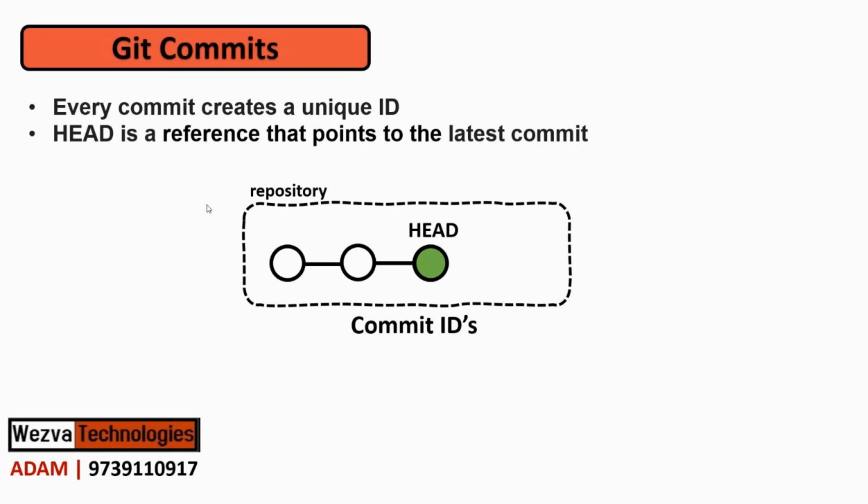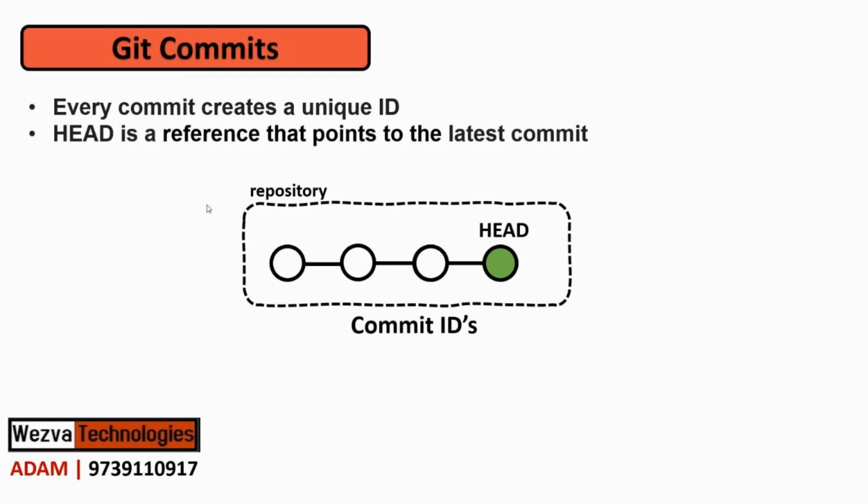Now look at the diagram. The head reference will be moved from that commit ID to the next commit ID. So every time you do a commit, the head reference will be moved to the latest commit ID. So in simple terms, head is a reference which points to the latest commit ID. Okay, clear? Now we need to understand this concept as we move forward.